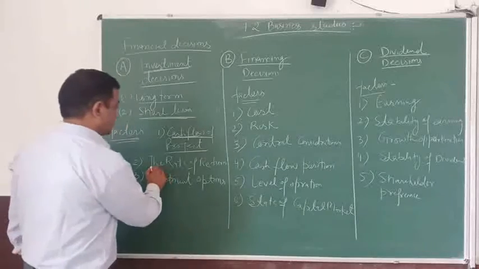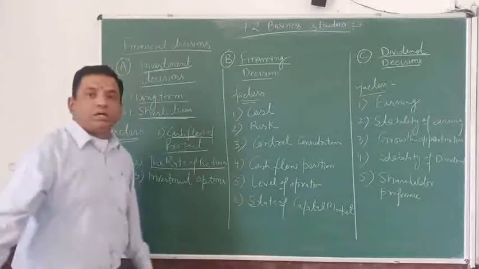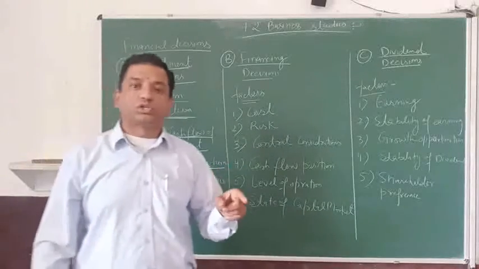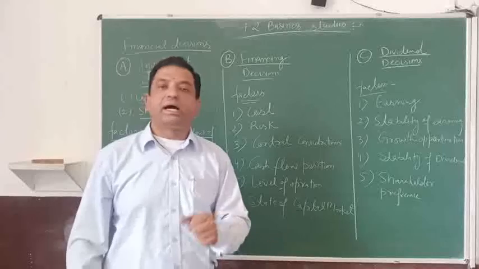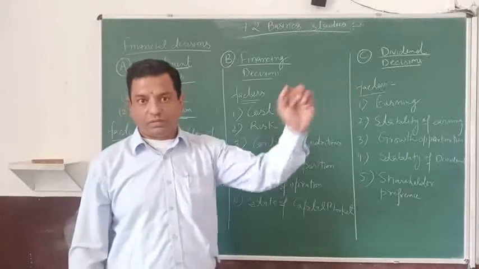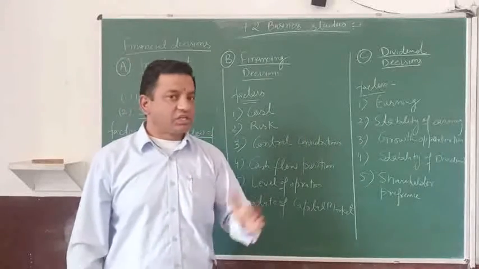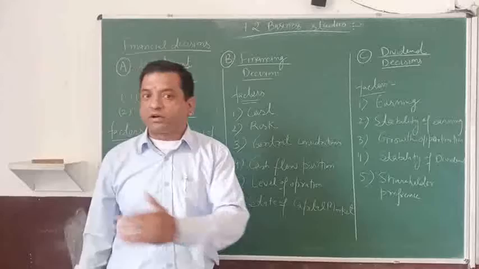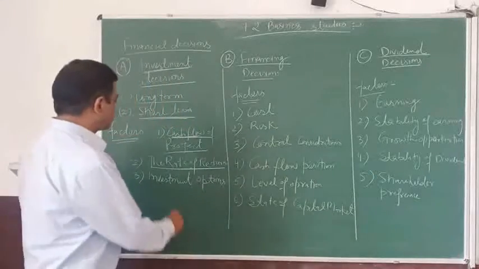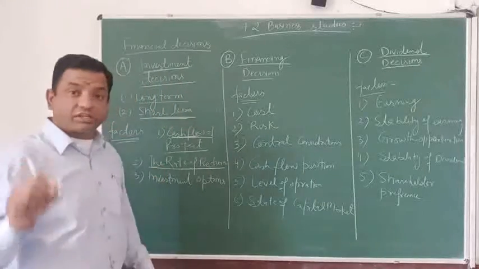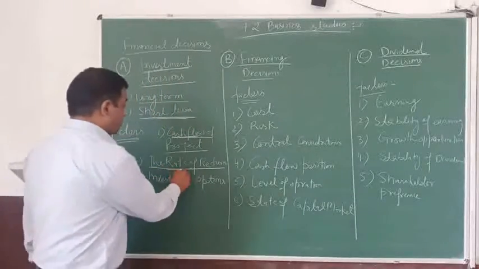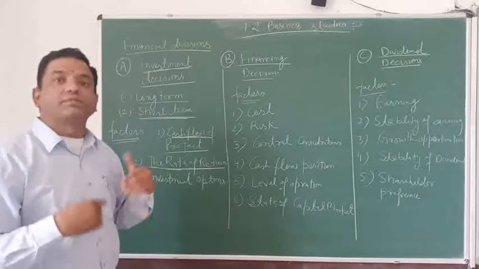Second is the rate of return. That source should be selected. Like, I have to invest in different sources. I can invest in land and building, I can invest in plant and machinery. So I should invest in that project, that investment criteria, where the rate of return to the business is higher.